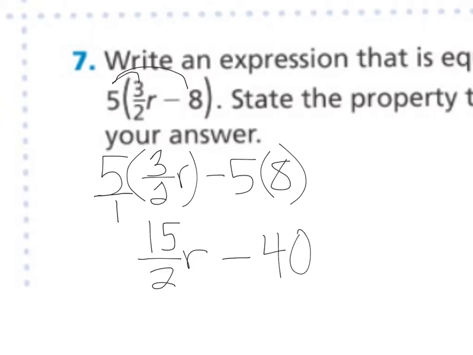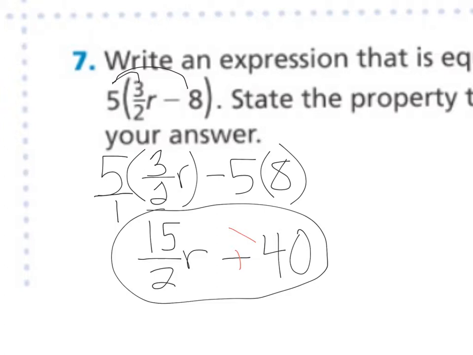Now, if you added the opposite at the beginning of the problem, your answer would look slightly different. You'd have 15 halves r plus negative 40, and that would be the same. That would be another equivalent expression. So either way would be fine for that.